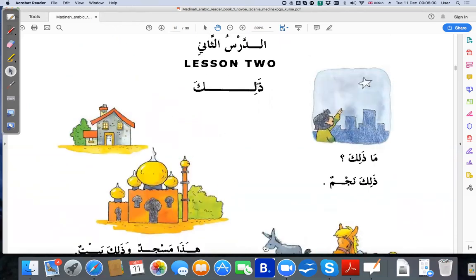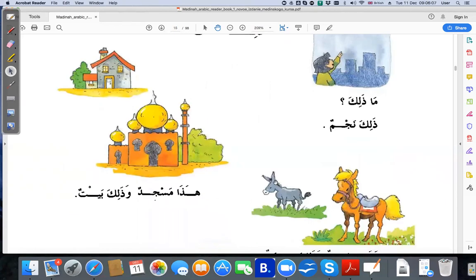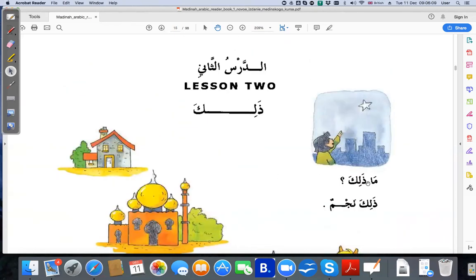We have ذلك نجم, ذلك بيت, ذلك حمار. It's far. So we ask about it: ما ذلك means what is that? النجم is far, is not close. We cannot touch this. The star is far in space. So we say ما ذلك. You answer by ذلك نجم. ذلك نجم means that is a star. That's a new word, star.